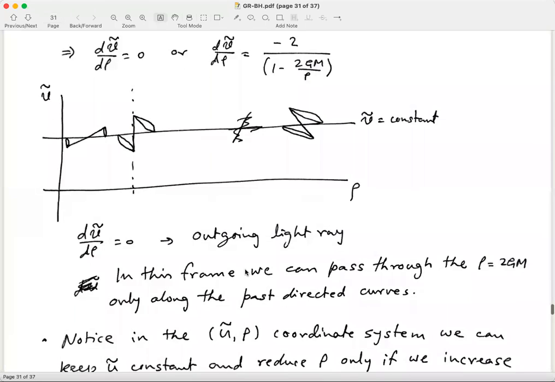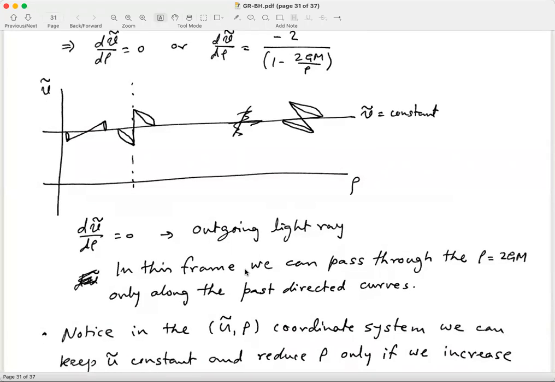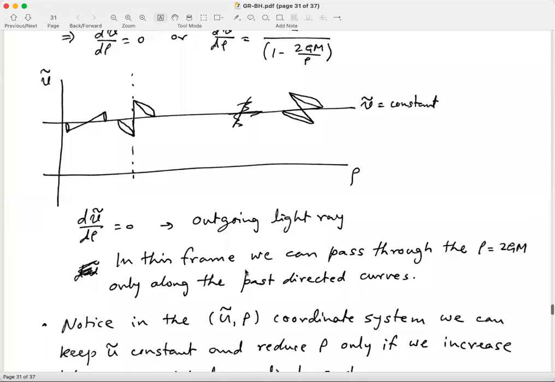Okay, so of course in classical geometry we have just learned that in this particular case, because rho equal to 2GM is a light-like direction, the light wouldn't escape from rho less than 2GM to rho greater than 2GM, and that is one of the reasons why we would call this geometry black hole geometry.